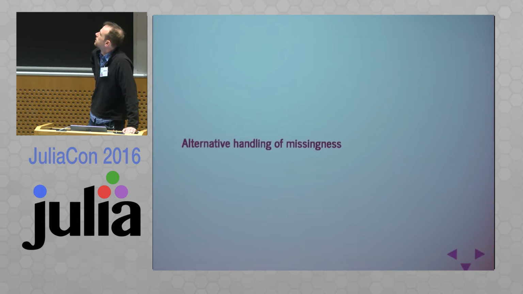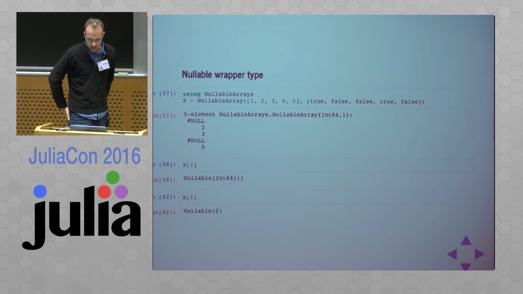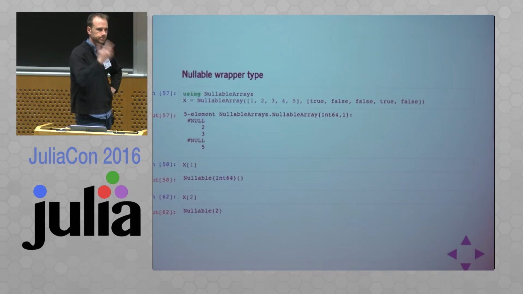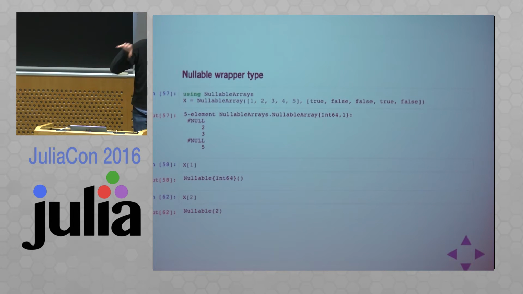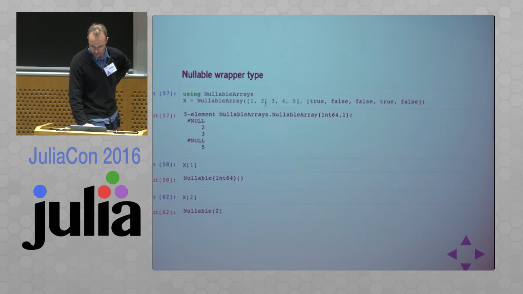So the next thing is alternative handling of missingness. This is something that's been a bit of discussion, but hasn't really had a concrete solution yet. The one that's probably received the most focus, if anyone's been following this, is the idea of nullable wrapper types. Rather than returning a union, like either the value or an NA, you return this object, a nullable, which may or may not contain the object.